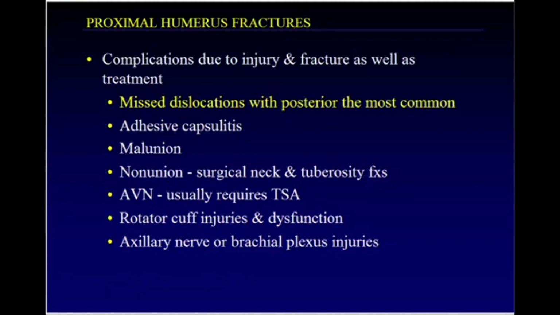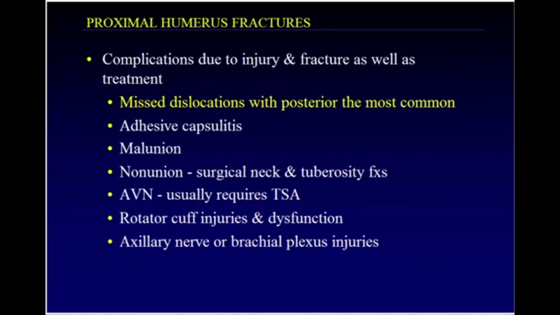Adhesive capsulitis or frozen shoulder is a very common complication in patients with proximal humerus fractures. You can get malunions, particularly varus malunions, non-unions of either the surgical neck or the tuberosity fractures. Osteonecrosis, when that happens, there's basically no salvage for that other than total shoulder replacement.